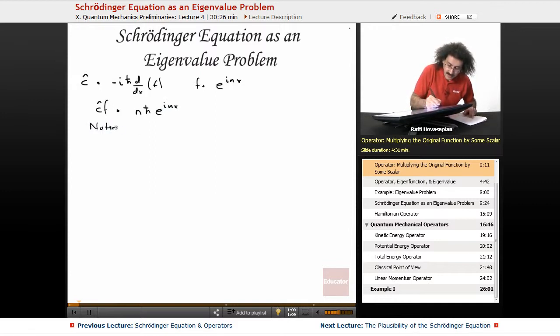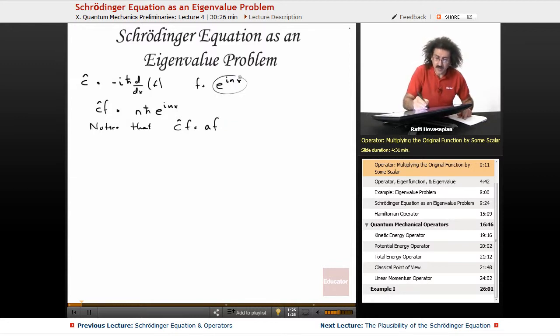Now, notice that operating on f is the same as multiplying it by a constant. The original function was e to the i n x. The operated on function was n h bar times e to the i n x. We ended up just multiplying the original function by some scalar, some number, positive or negative. It actually doesn't matter. So this is the general arrangement: operating on f is equal to some scalar times f.